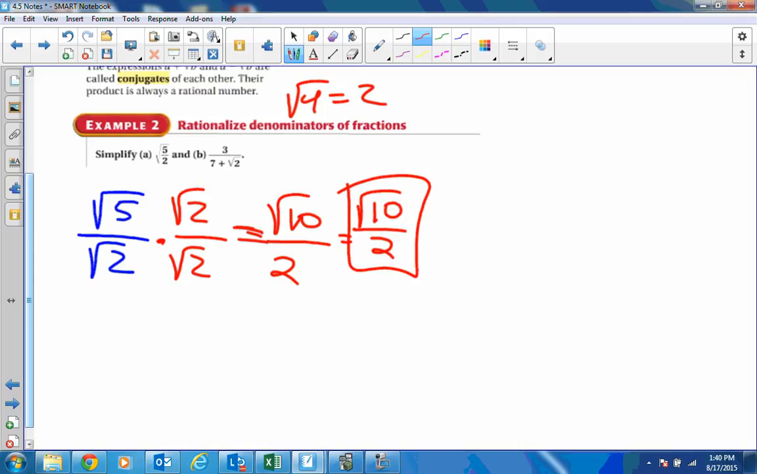So anytime you multiply a radical by itself, it should just cancel out, get rid of the square root, and just be the number underneath the radical originally. Now, let's look at the next one.